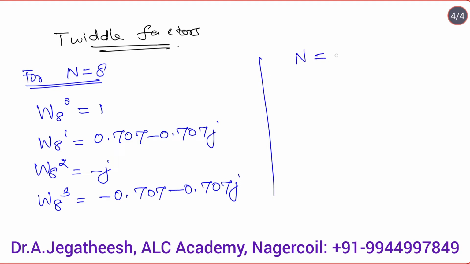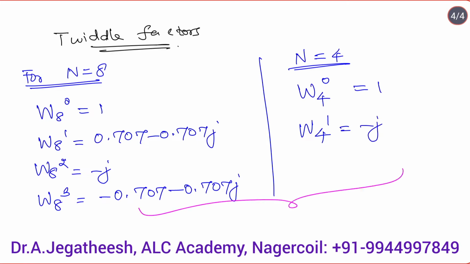For N is equal to 4, we need 2 twiddle factors. One is W4 power 0 equal to 1, and another one is W4 power 1 equal to minus j. These are the twiddle factors for N is equal to 8 and N is equal to 4, and it is common for both DIT and DIF methods.